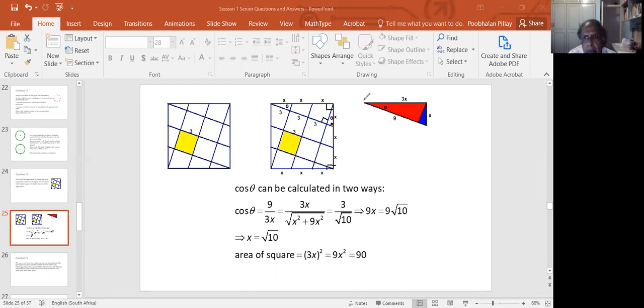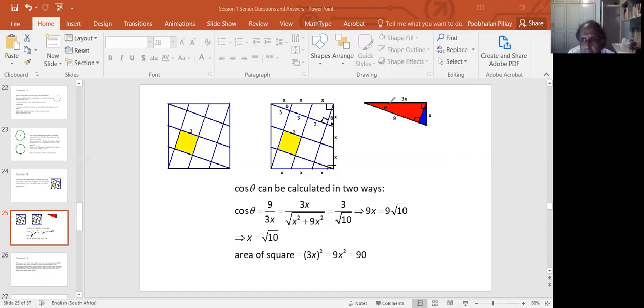You can see this is going to be 3x. That part there is x. I'm redrawing this triangle here, and there you have the theta, which we spoke about earlier. And we also have that this is 90 degrees. We just proved that. So you've got a 90 degrees here and a 90 degrees here.